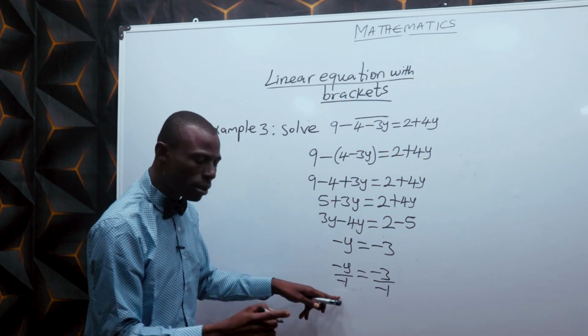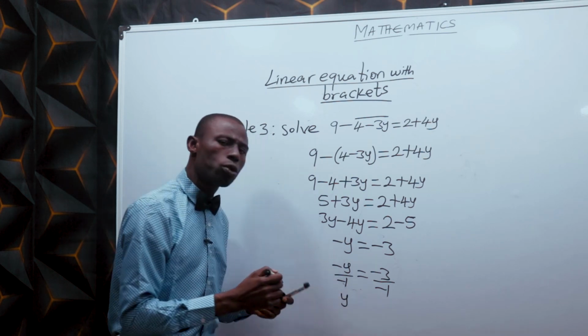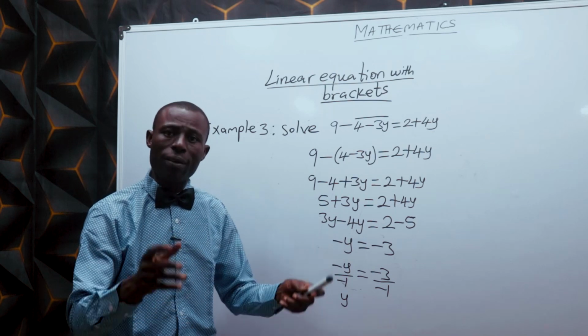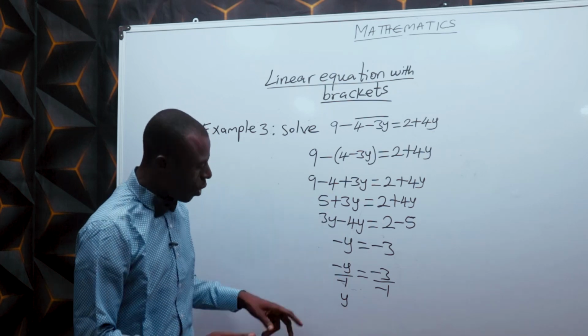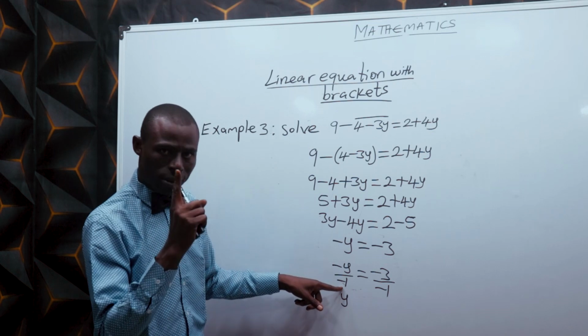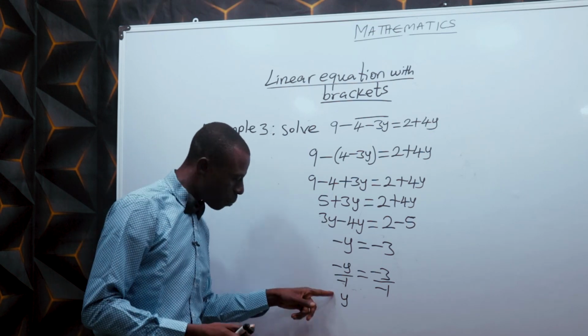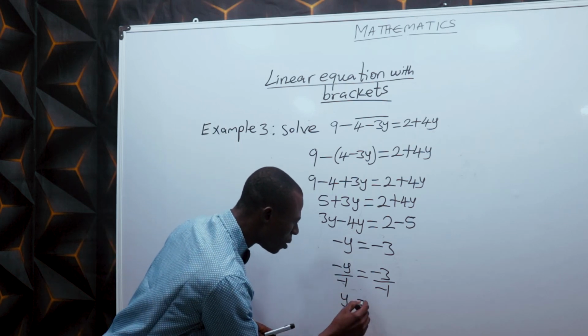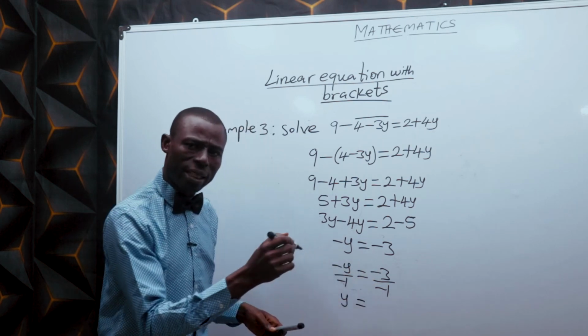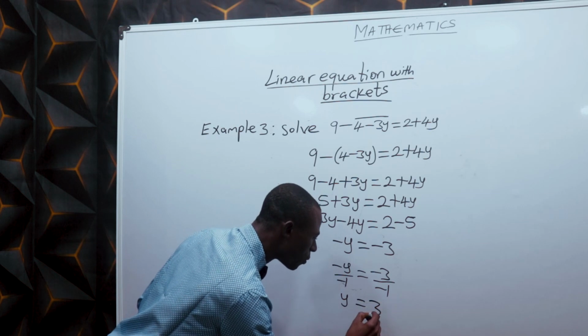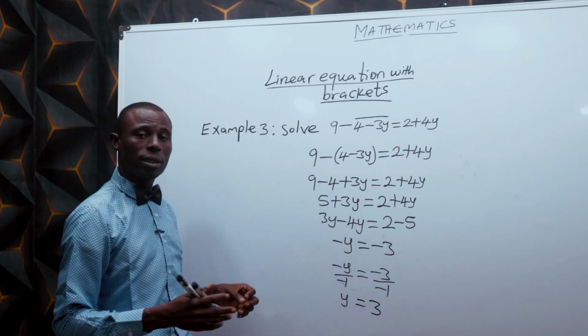y divided by 1 is y. When you use 1 to divide any value, that value remains the same. When you divide y by 1, y remains the same. And negative divided by negative is positive. -3 divided by -1 is +3. And that is the end of that.